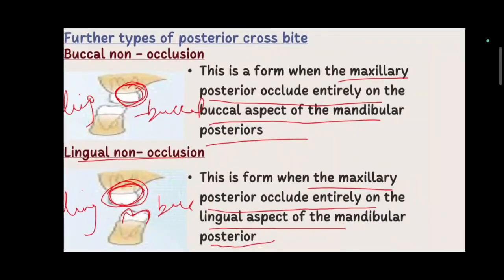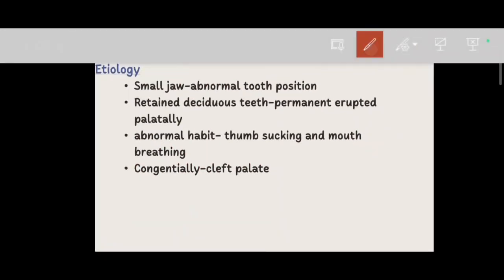Now we will see the etiology of the crossbite. Let's discuss what are the causes of the crossbite. The first cause is a small jaw, that is an abnormal tooth position. The second one is retained deciduous teeth, where the permanent tooth erupts palatally. The third one is abnormal habits like thumb sucking and mouth breathing.